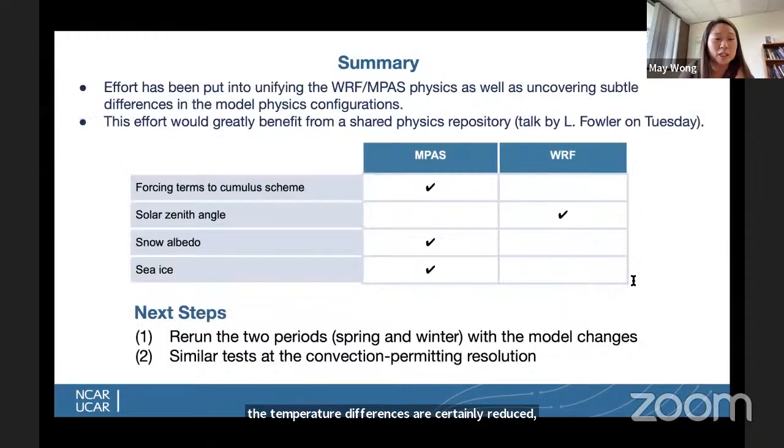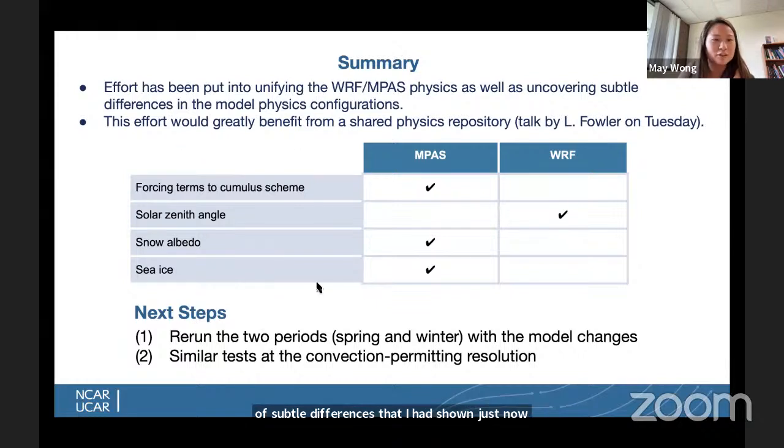So in summary, a lot of effort has been put into unifying the WRF and MPAS physics, and through this process of comparison, it uncovered a lot of subtle differences in the model physics configurations. Any similar effort would really greatly benefit from a shared physics repository. That was the focus of the talk by Laura Fowler on Tuesday, as that would be a great starting point. And that was our starting point for this work, as well as to have a common physics to start with. And then, of course, we also had to unveil a bunch of subtle differences that I had shown just now.